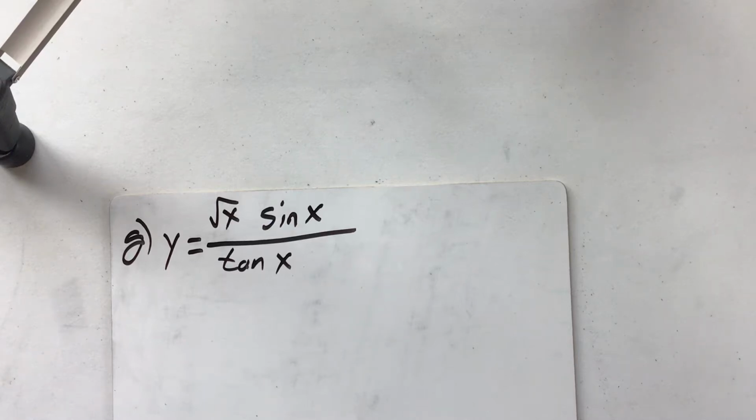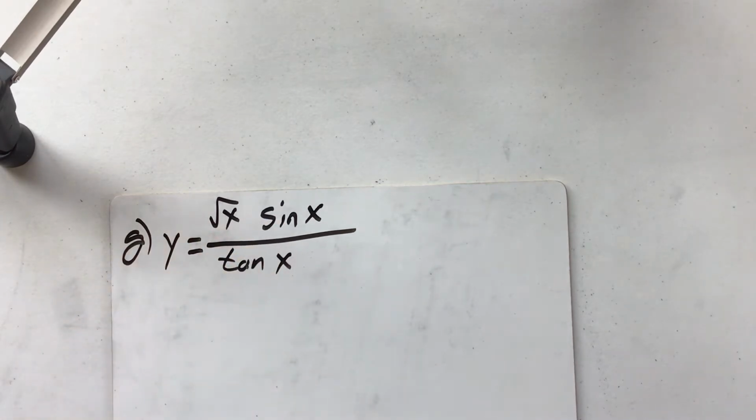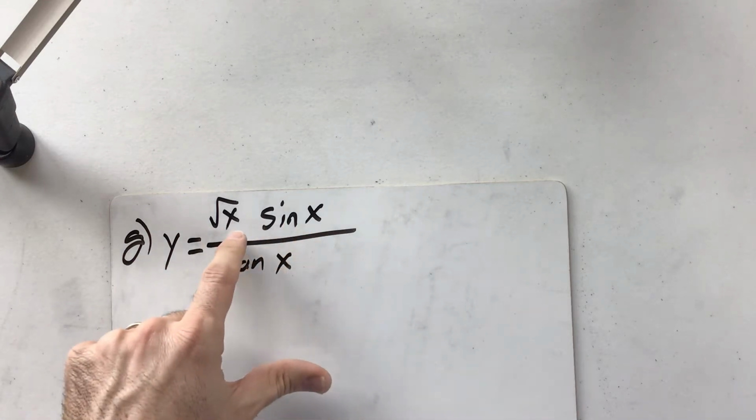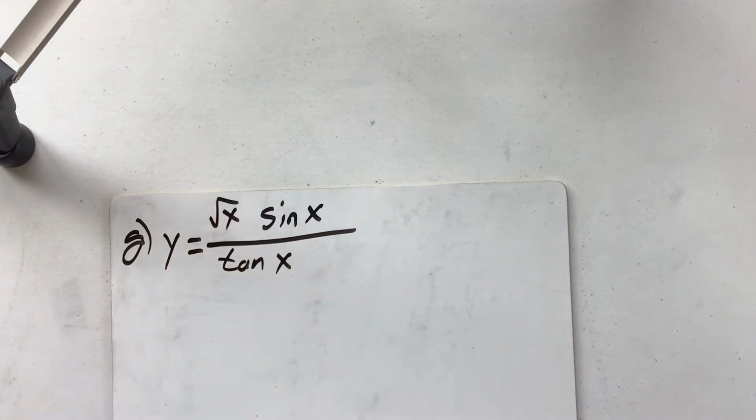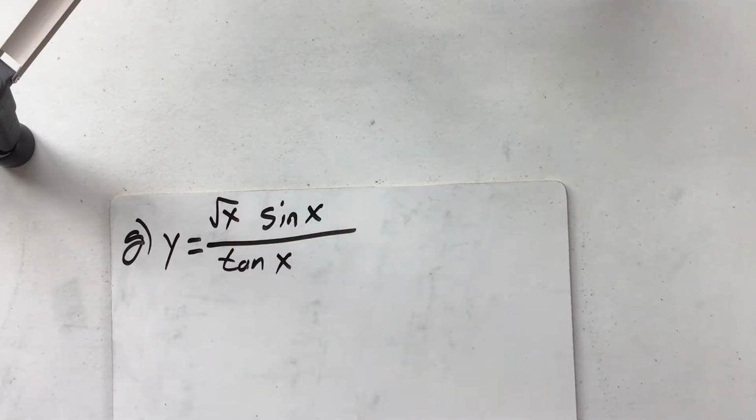All right, now we're ready for G, where we have y equals the square root of x times sine of x divided by the tangent of x. And so as I look at this, I see we have three parts to it. We have two parts multiplied on top and divided on bottom. So as you can expect, we're going to need to use both a product rule here and a quotient rule. So this is another one that combines multiple rules together.